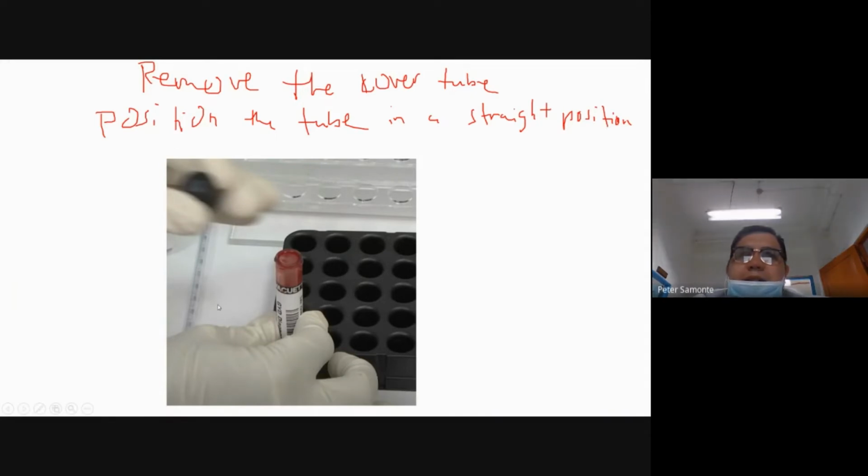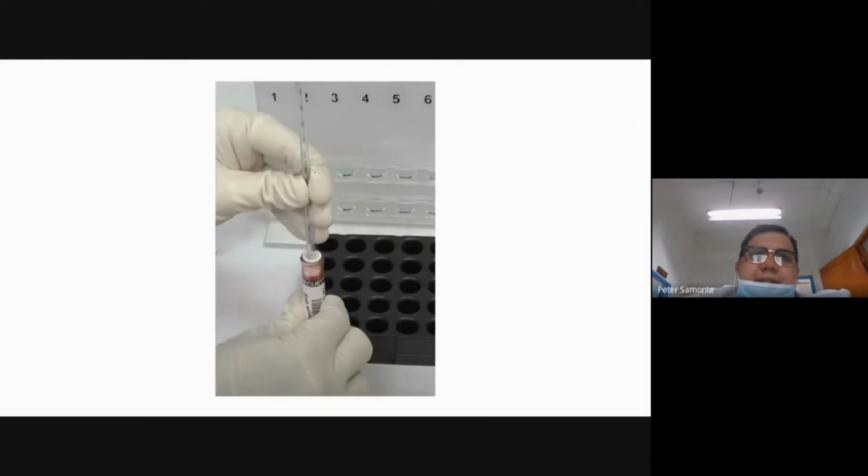So you need to position the tube, class, in a straight and steady manner, para mag-iwas kayo ng spillage. After that, class, this one, you're using a disposable Westergren tube.